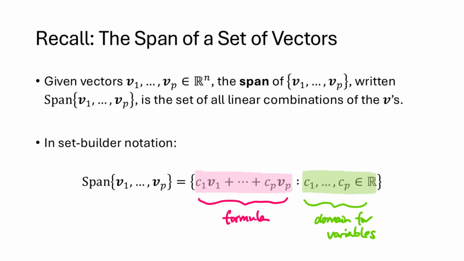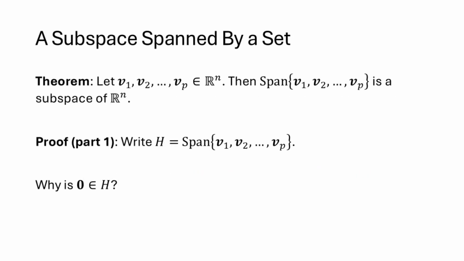And then after the colon I have the domain, which simply says that those scalars have to be real numbers. Now, why is the span of a set of vectors a subspace of Rn? Well, we have to prove that the span satisfies the 3 parts of our definition of subspace. We have to prove that the span contains the 0 vector.